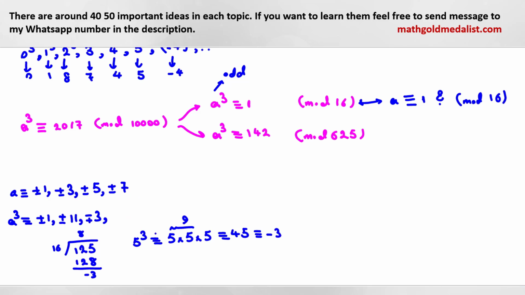7 cubed is what? So it's 7 times 7 times 7, right? 7 times 7, 49. 49 is what? Is 1. 1 times 7, so it will be 7, right? So it will be plus minus 7, right? Yes, that's what I said. Exactly. Good job. So why did you say A can be 7?